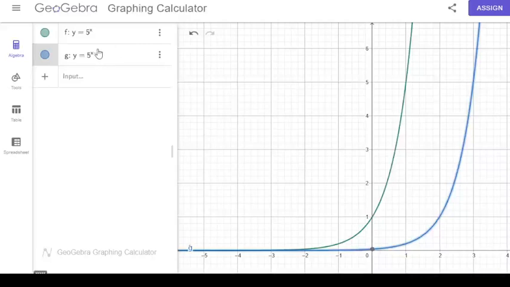So the k here, if k is larger than 0, moves the initial exponential function k units to the right side, and if k is less than 0, it moves the initial function k units to the left side. But here k is positive, and so it moves the initial function 2 units to the right.